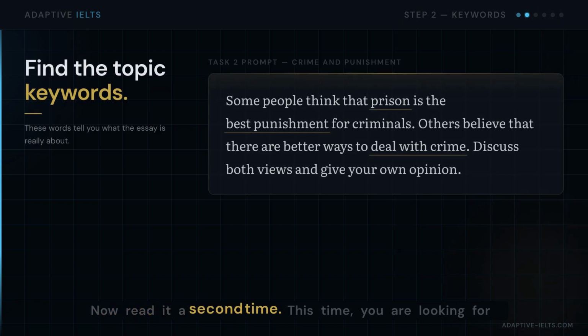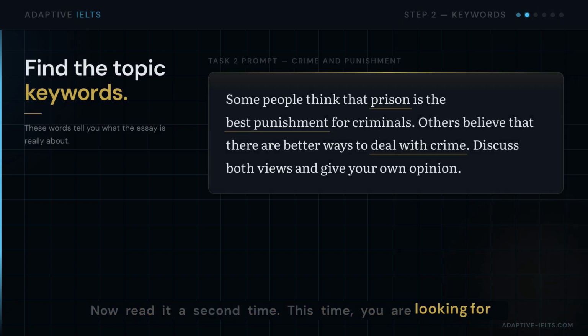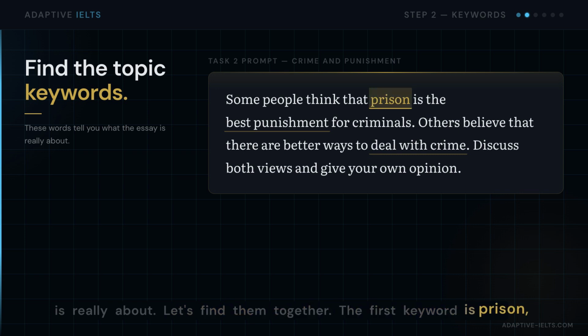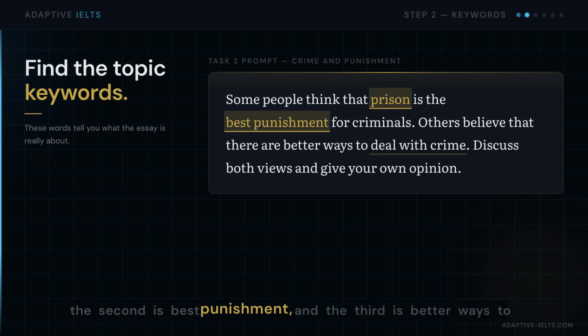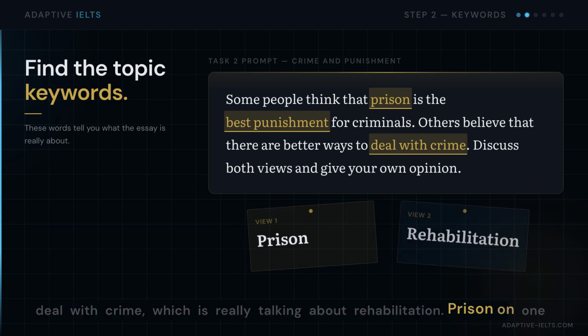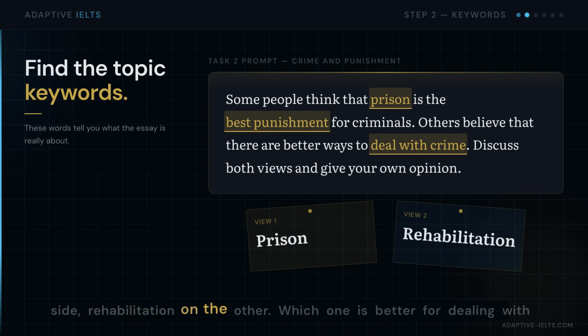Now read it a second time. This time, you are looking for the topic keywords, the important words that tell you what this essay is really about. Let's find them together. The first keyword is prison, the second is best punishment, and the third is better ways to deal with crime, which is really talking about rehabilitation. Prison on one side, rehabilitation on the other. Which one is better for dealing with crime?